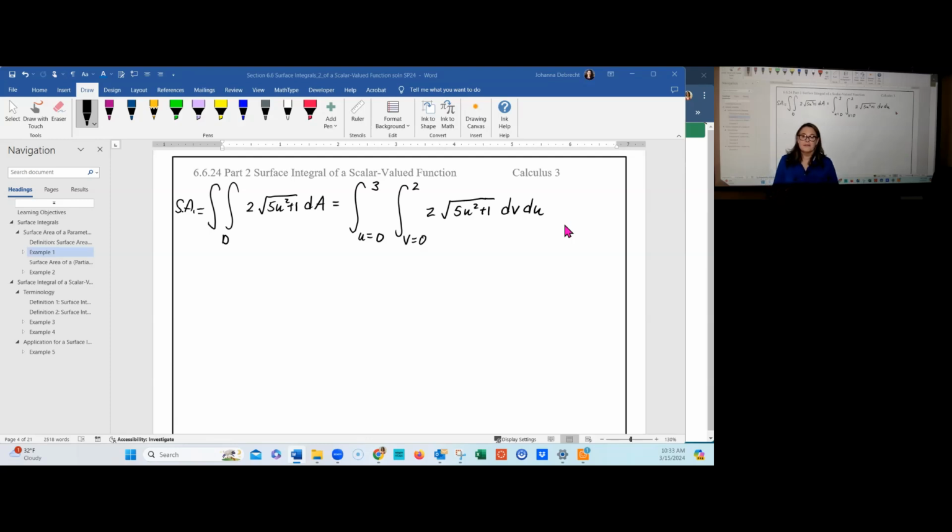Go ahead and pause the video to work out this integral, then turn it back on so we can compare our results. I will give you a hint that you're probably going to need trig substitution on this one.